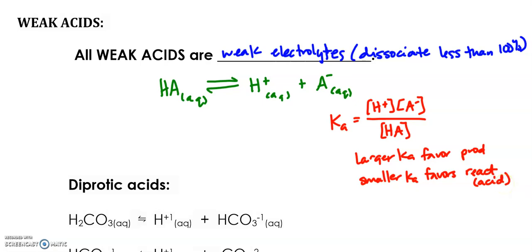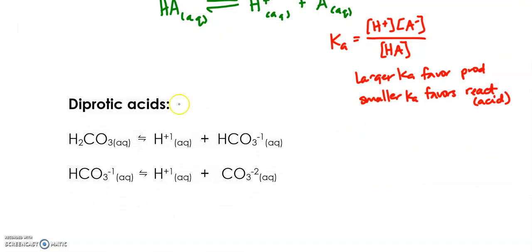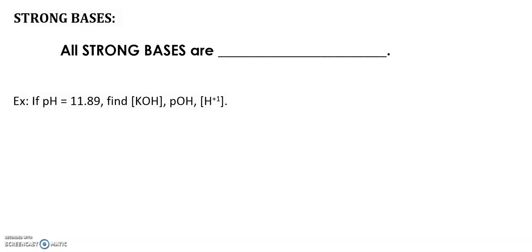All right, when it comes to diprotic weak acids, it's really just the same as the strong ones. What you need to know is that it's still something with 2 H's. Carbonic acid, which we have here, is going to dissociate the same way, but they're both going to be weak. All right, then we get to strong bases, and all strong bases are strong electrolytes, just like strong acids. So it works the same way.